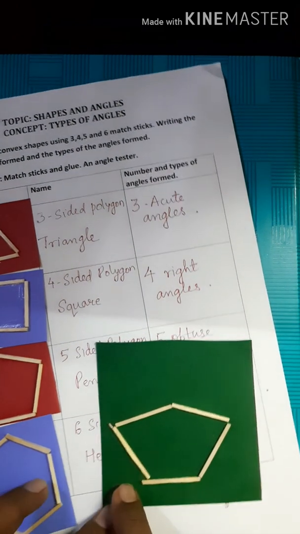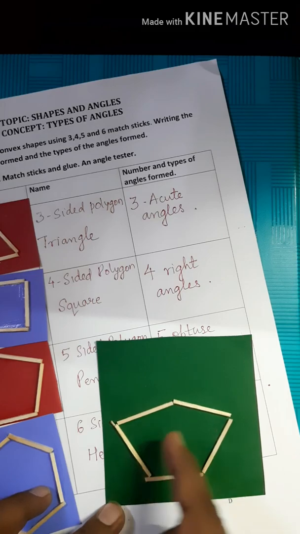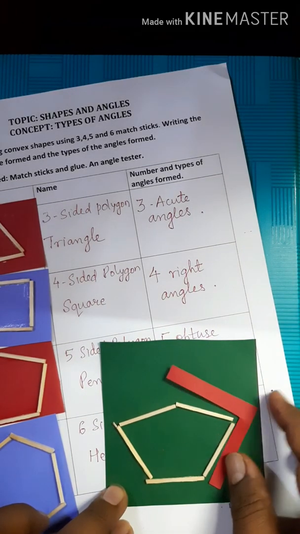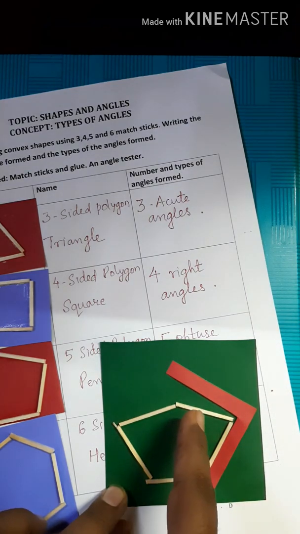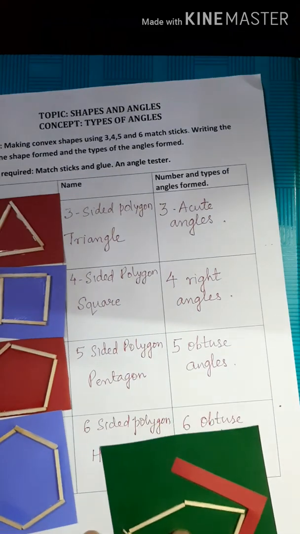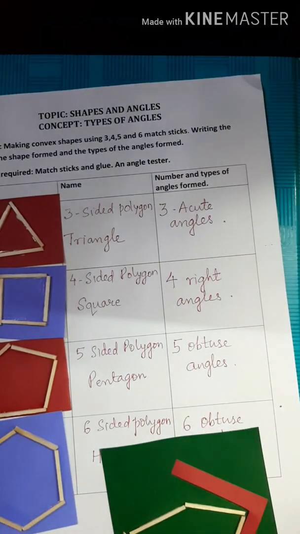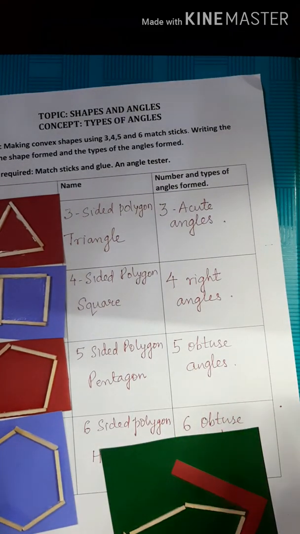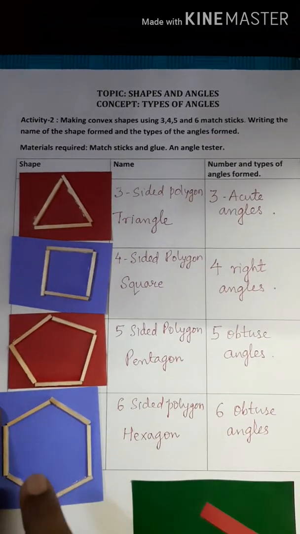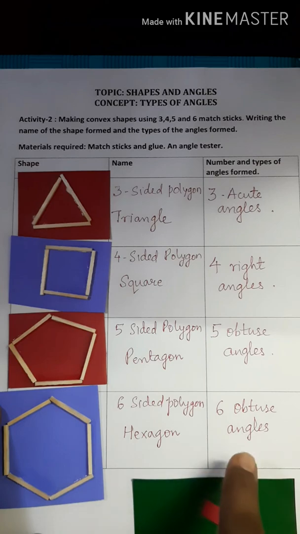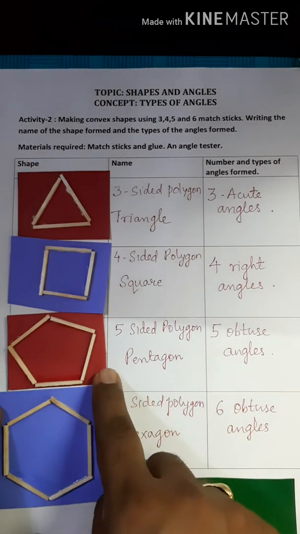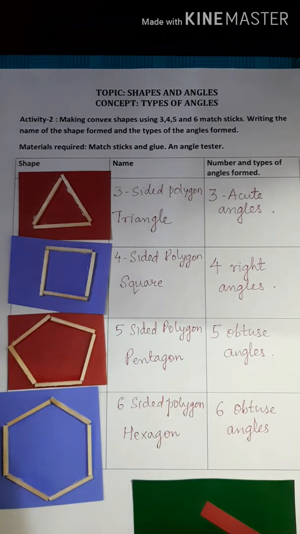Suppose I take the pentagon of this shape, you can very clearly see this angle is less than 90 degrees. So in case of a pentagon, some angles can be obtuse, some angles can be acute. And in case of a regular hexagon, all the angles are obtuse. Even if it is a regular pentagon, all the angles here are obtuse.